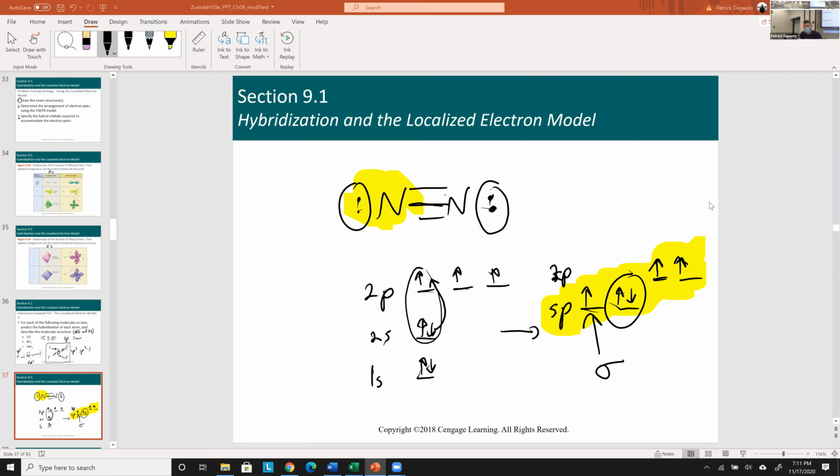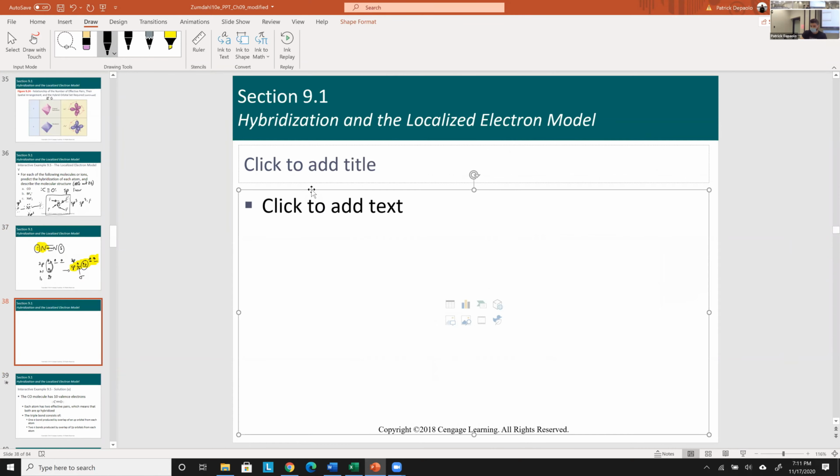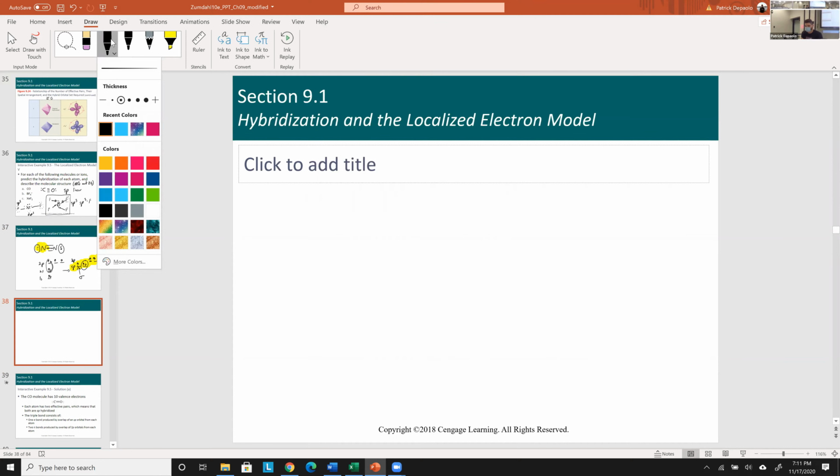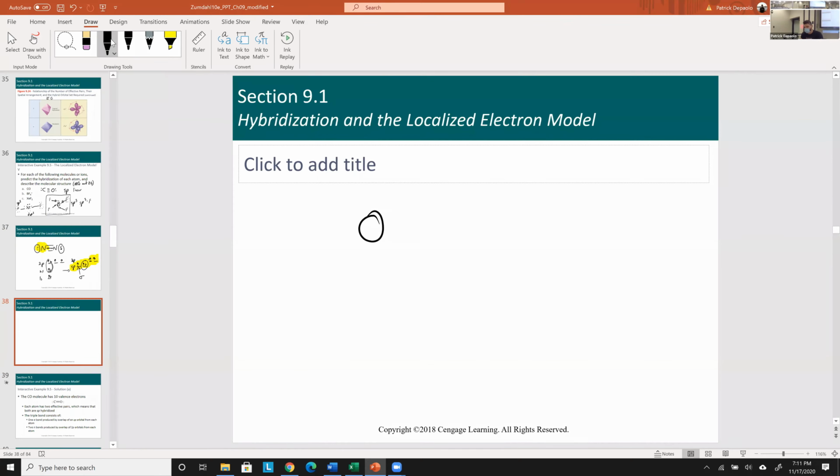Should we do another example? Okay, let's do another example. Let me think of one. Let's do O2. Okay, so O2 with the Lewis structure looks like that. A little bit different, but we'll see what happens. Okay, so we have oxygen number 1.